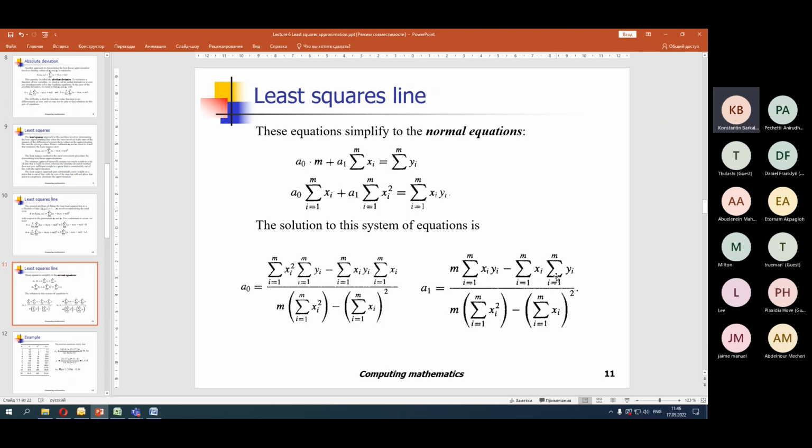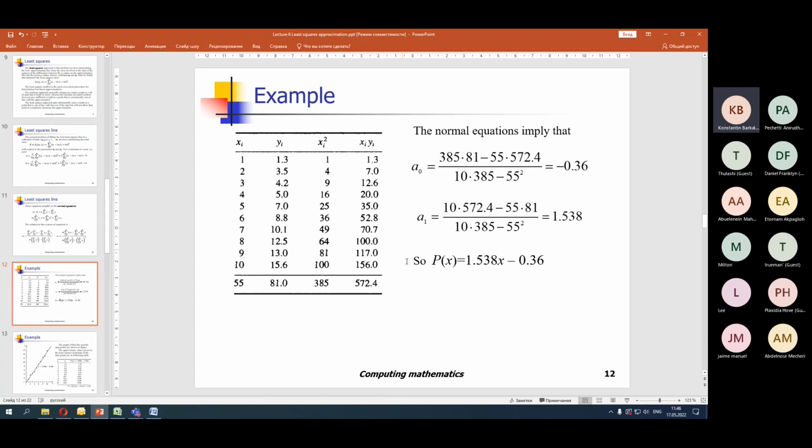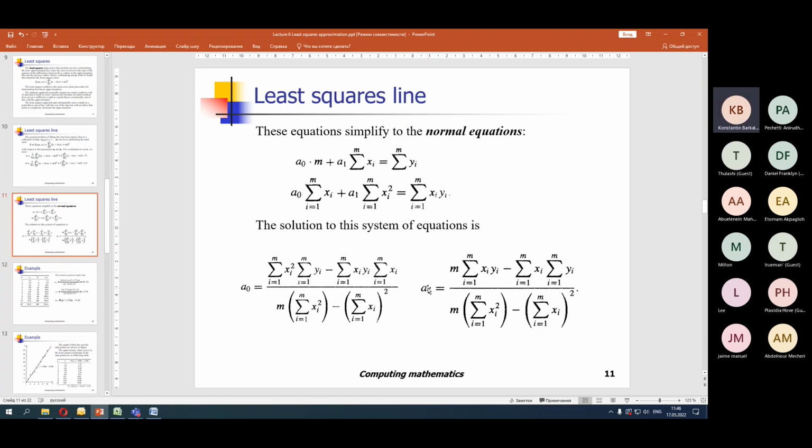Okay, in any case, we can solve this system of equations. We can find A0 and A1. And after that, we can find the line that approximates the given data.